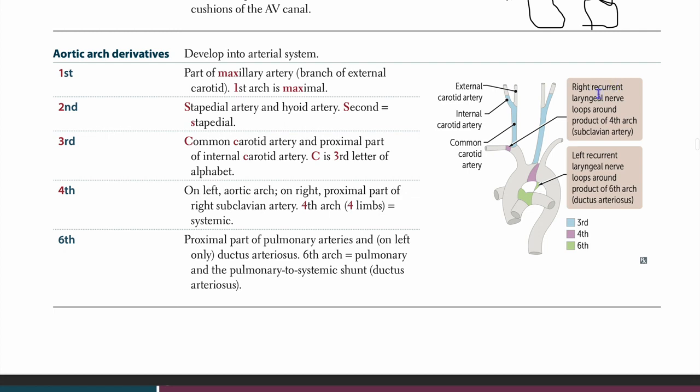So here you have right recurrent laryngeal nerve loops around product of fourth arch. Okay, so the fourth arch is right subclavian artery. So right recurrent laryngeal nerve goes around it or loops around it. Remember that. It's part of an anatomy question. And then you have left recurrent laryngeal nerve. Okay, so this was right recurrent laryngeal nerve, and this is the left recurrent laryngeal nerve. That's easy to remember because it's right and left. And it loops around the product of sixth. That's the important one. Okay, ductus arteriosus.